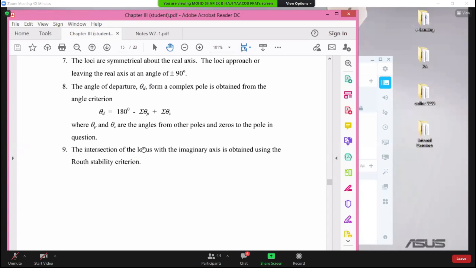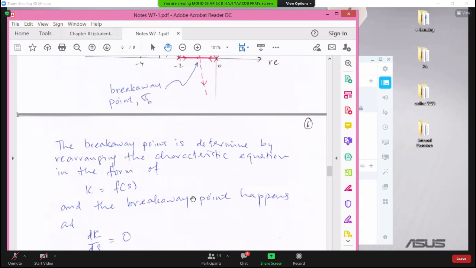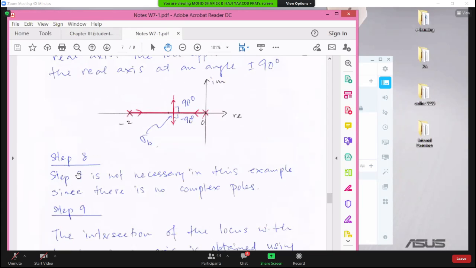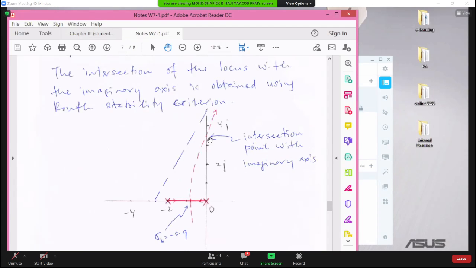The intersection of the locus with the imaginary axis is obtained using the Routh stability criterion. So we are going to develop the Routh table. We all know how to do that, right? So we are done with step 7. Step 8 is not necessary. So now step 9. At what value does this intersection happen? We are going to use the Routh stability criterion. All you have to do is obtain the characteristic equation and develop the Routh table.